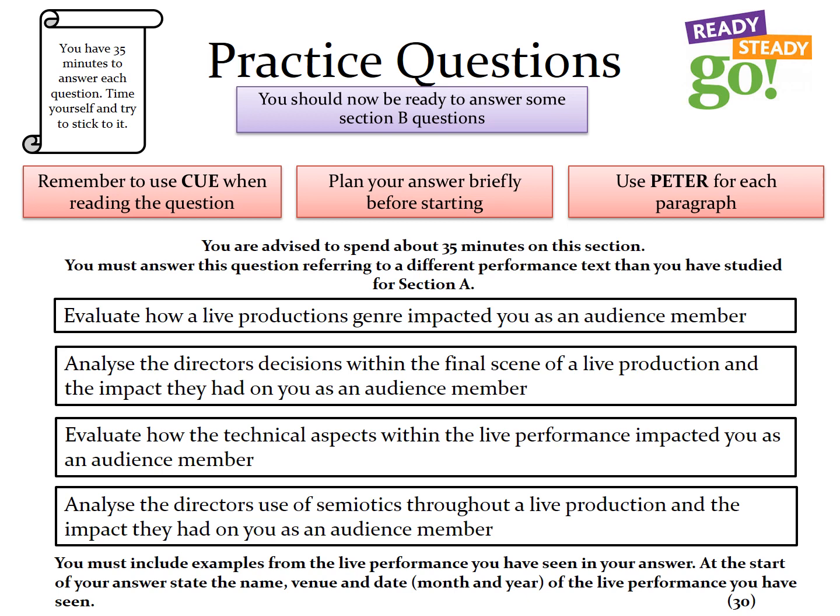So again, like I said with the Blood Brothers advice, if the exam board realizes that the country is struggling, then they will accept a wider response. But it could definitely come up for you guys. Director's decisions within the final scene of a production, impact on you as an audience member, how the technical aspects impact on you as an audience member, director's use of semiotics. So you might just want to plan out these questions to help you out.